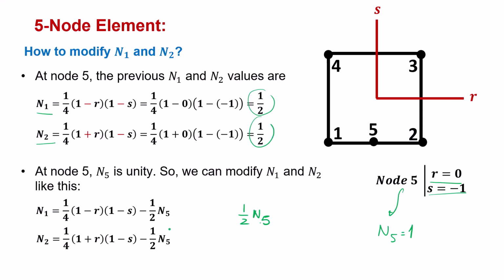That way, at node 5, both n1 and n2 go to 0, and only n5 remains equal to 1, exactly as required. So the modified shape functions become these values. n1 would be 1/4 times (1 minus r) times (1 minus s) minus 1/2 times n5, and n2 would be 1/4 times (1 plus r) times (1 minus s) minus 1/2 times n5. This adjustment ensures that the interpolation works correctly along the bottom edge, now that we have 3 nodes instead of 2.